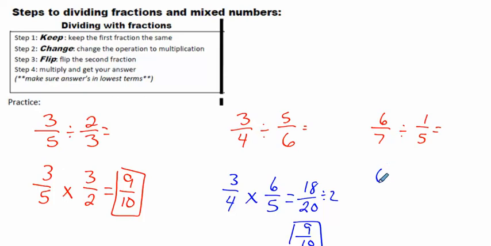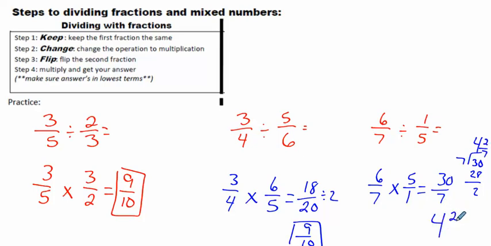Next one: keep, change, and flip. Multiply straight across, and I get 30 over 7. That's improper because the top is larger, so let's divide. 7 goes into 30 4 times. That's 28, and there's 2 left over, so you bring the remainder on top and keep the same denominator. It becomes 4 and 2/7.